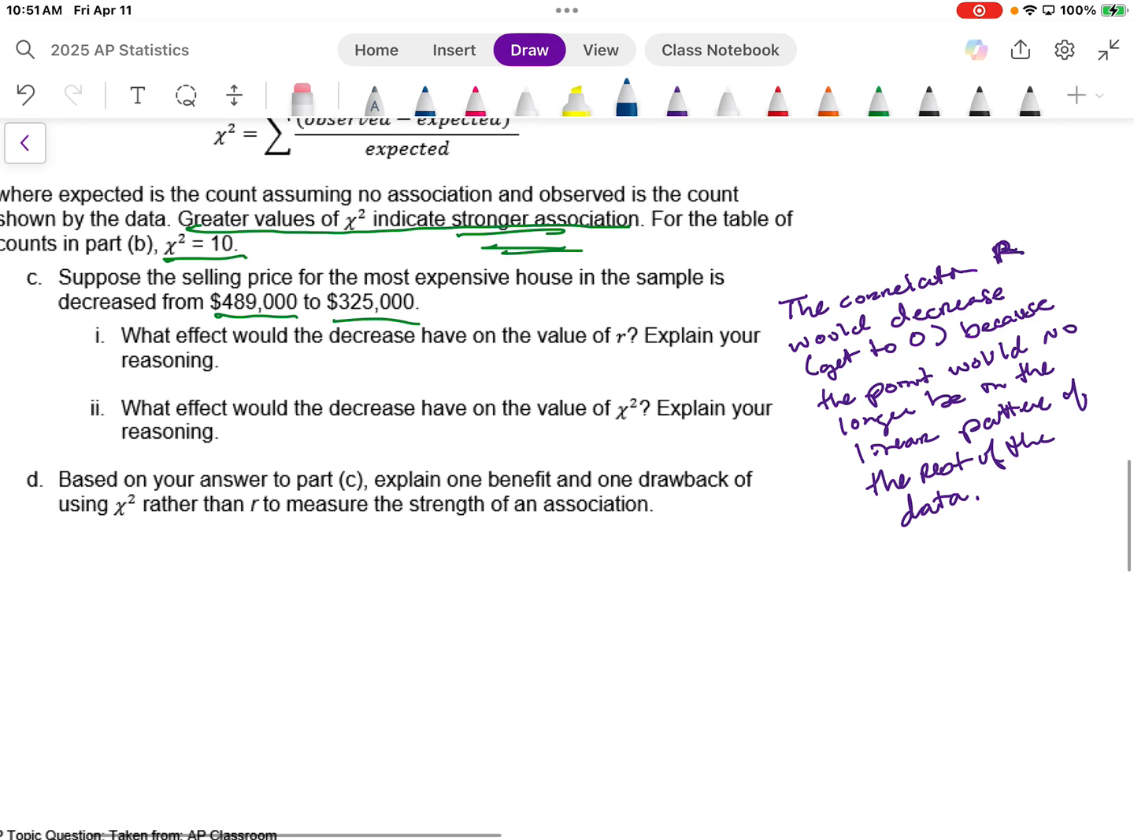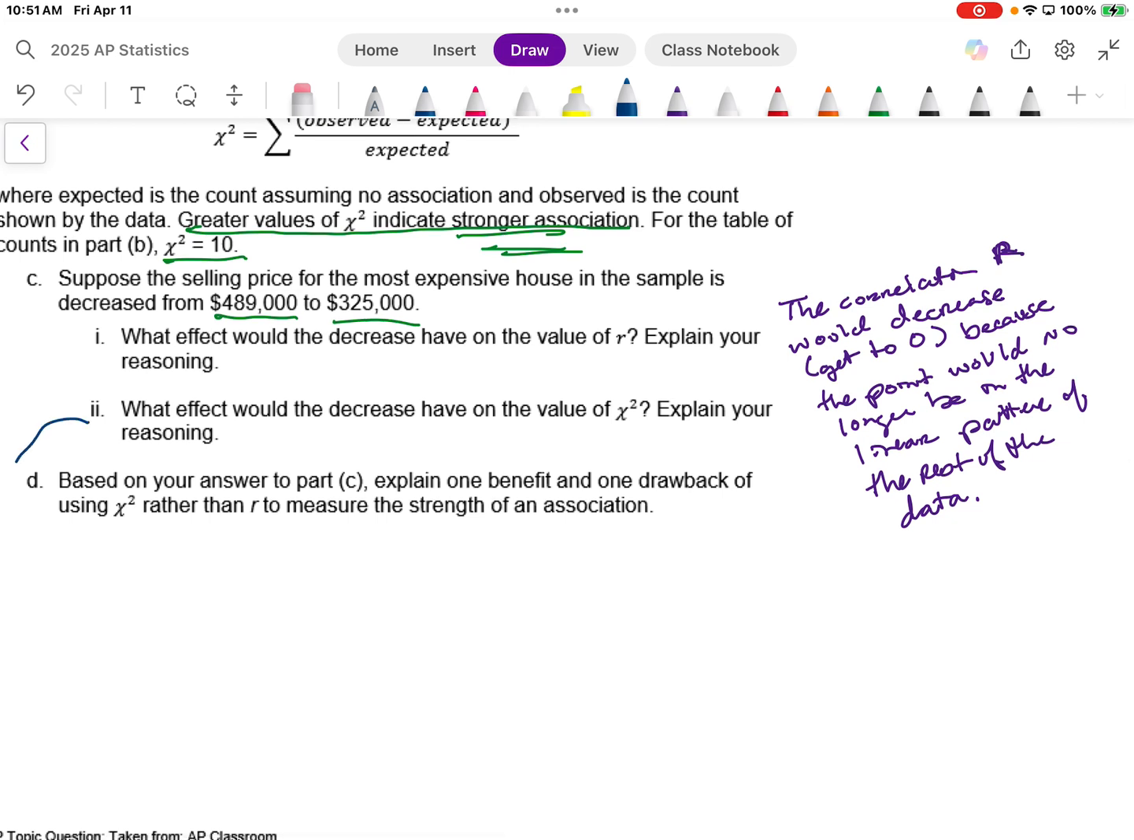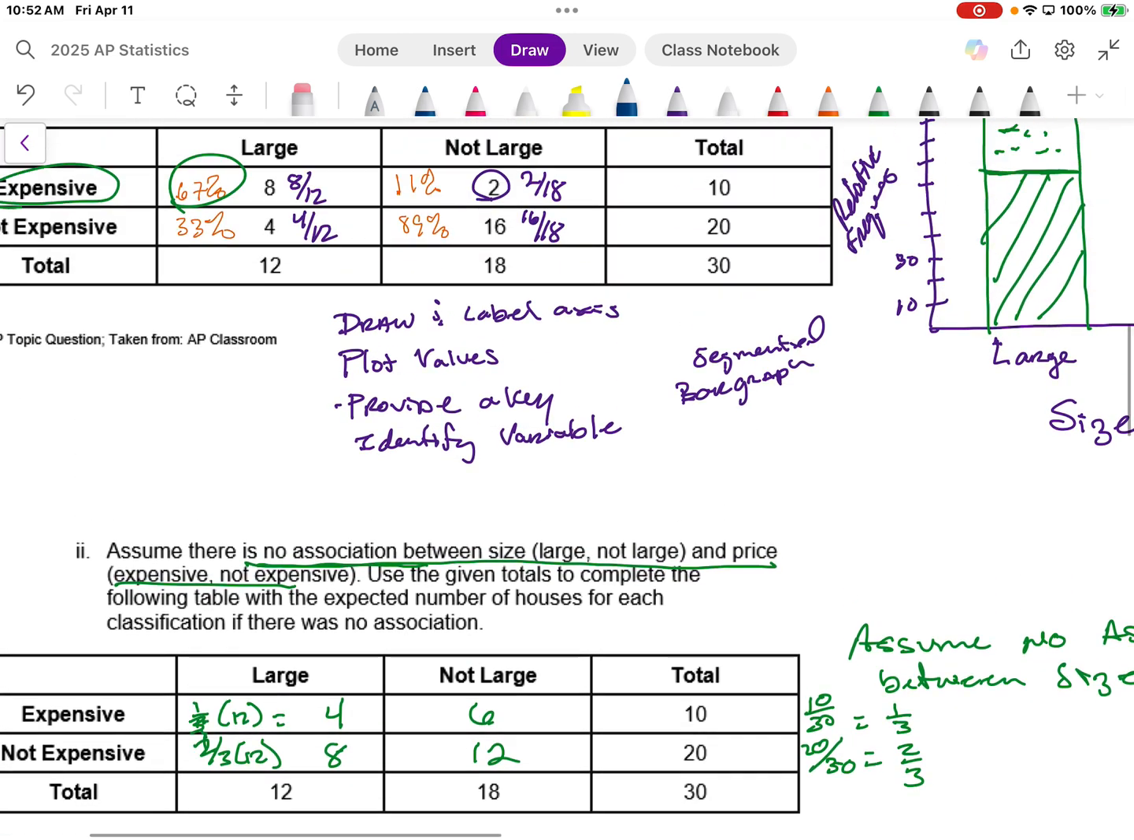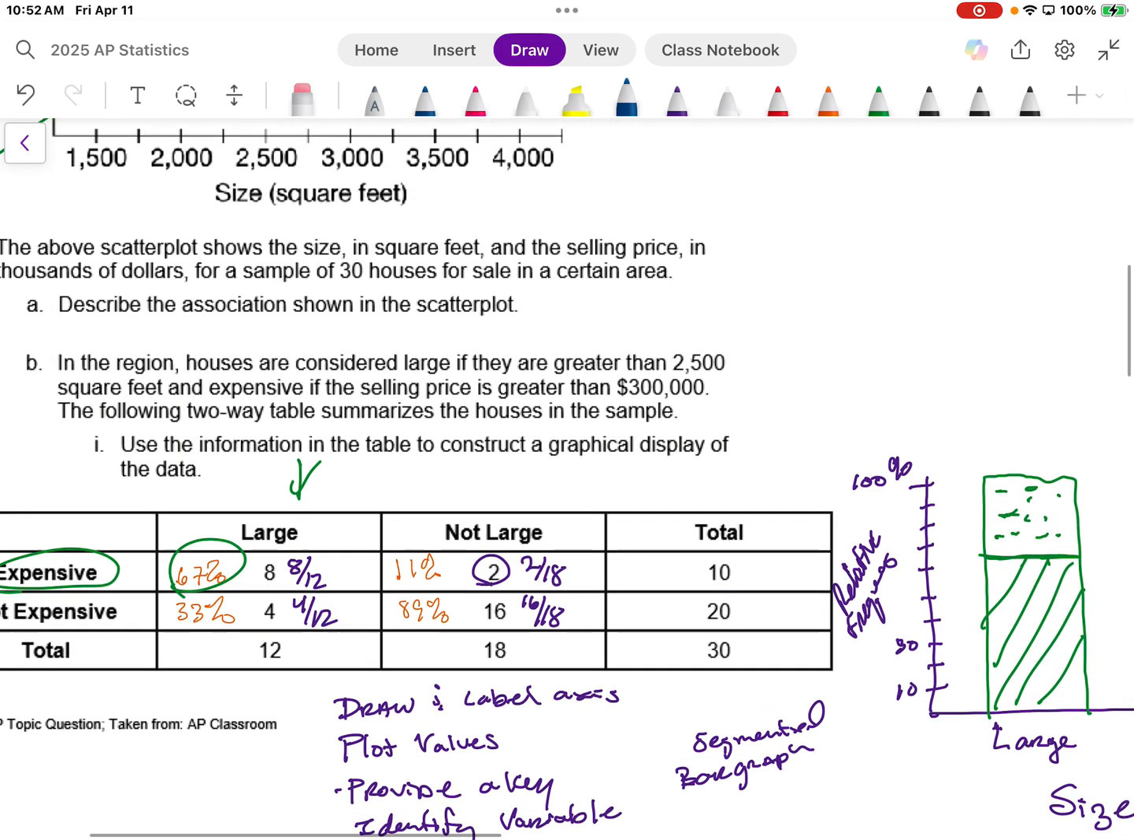There's the first part. Part 2: what effect would it have on the chi-squared? We went from 489K to 325K. So would we change categories? What was the cutoff for expensive?